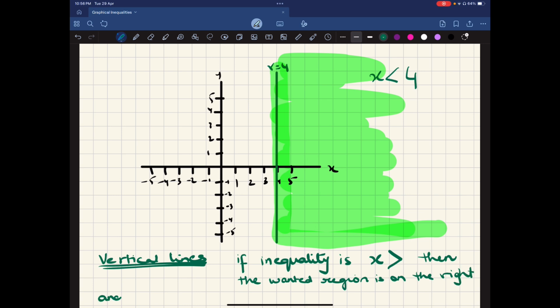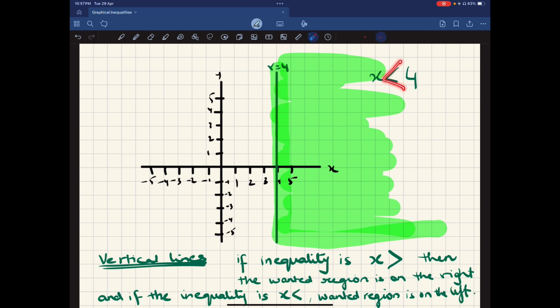and if the inequality is x is less than, the wanted region is on the left. Okay, if the inequality is less than, the wanted region is on the left. And we are always going to shade the unwanted region.